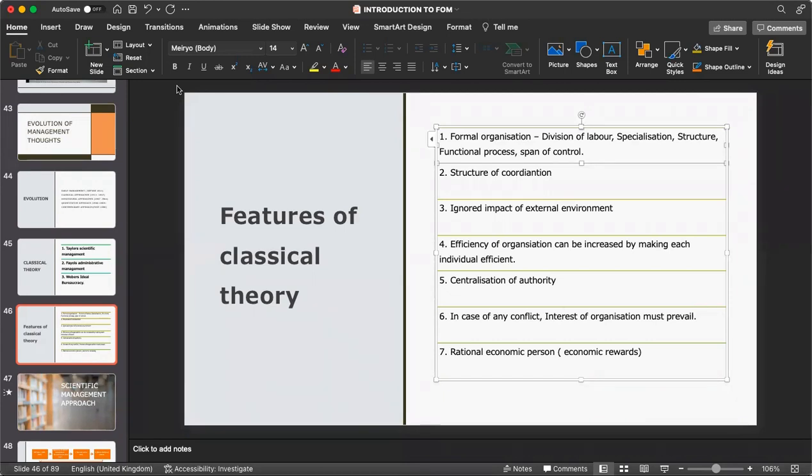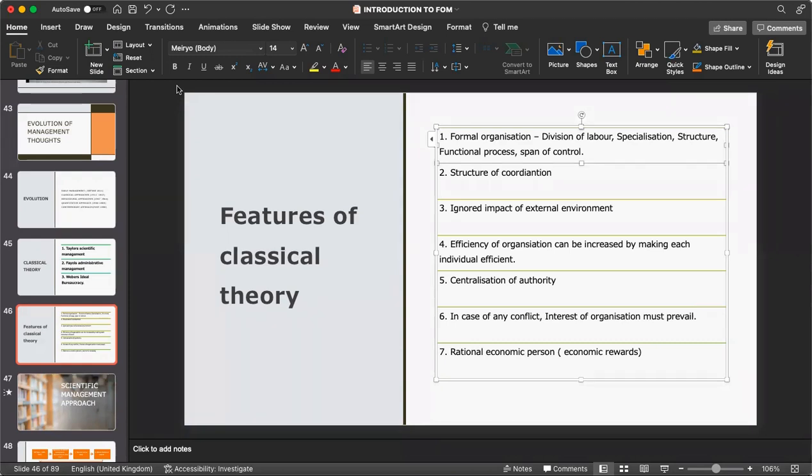Efficiency of an organization can be increased by making each individual efficient. It's very simple: brick by brick, a wall can be created. That's a very simple example, because you need to focus on the root cause. We need to start on the micro in order to achieve the macro result for the organization.